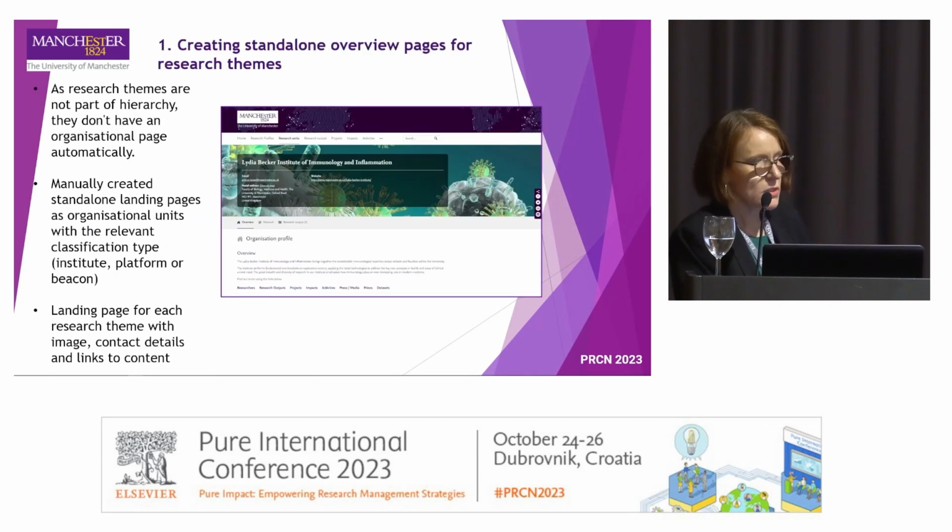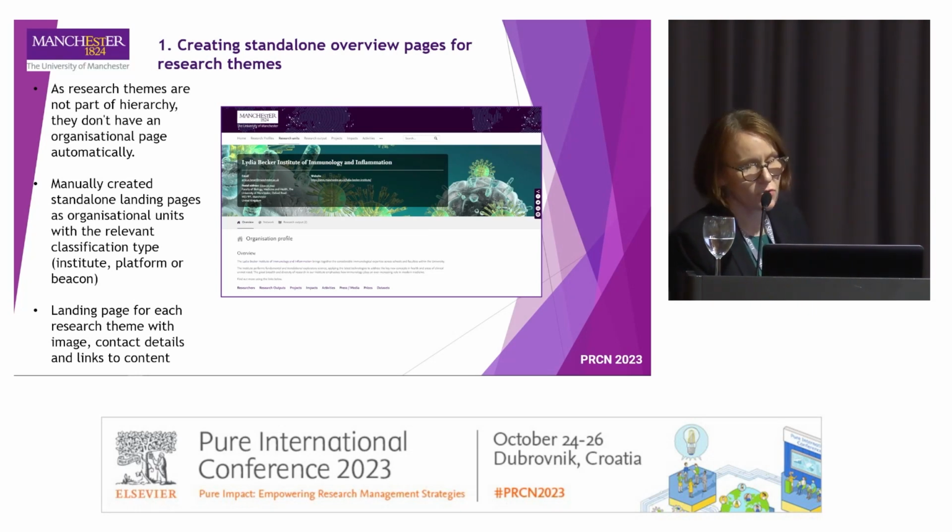So first of all, we created standalone overview pages for each of those units, for these themes. Because they're not part of the hierarchy, they don't get a page automatically in Pure. So we set them all up, classified them as either Beacon, Platform or Institute, and added some nice pictures to coincide with their actual websites, links and so on. We used the classification scheme that was most relevant. So that's the landing page for each of those themes.